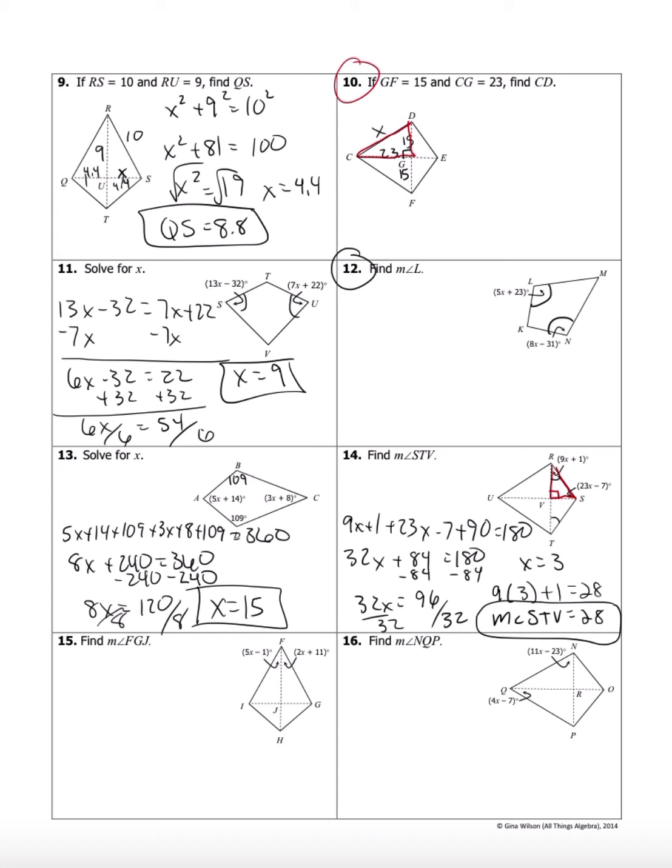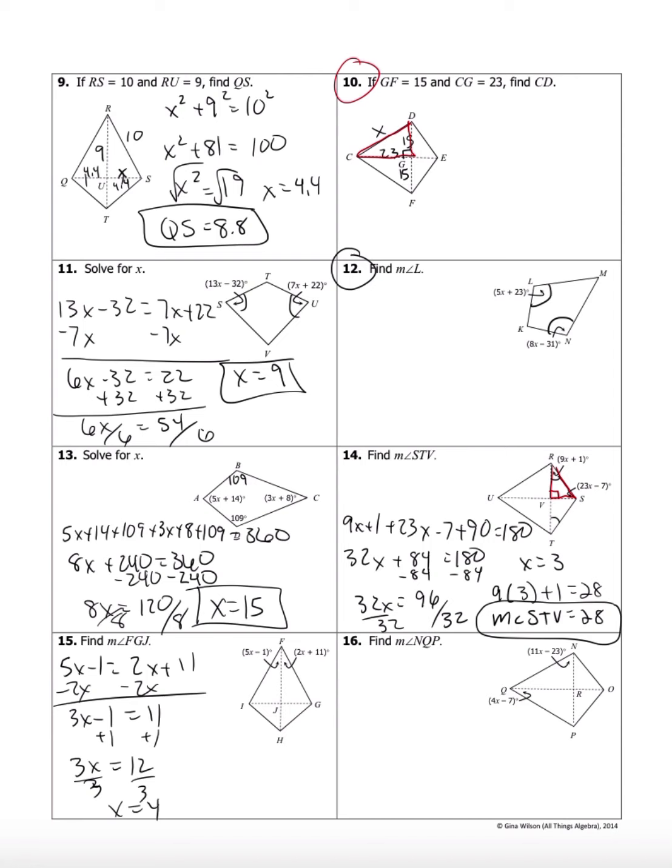Okay, let's look at number 15. In this case, this is the diagonal that bisects these two angles. So these two angles are going to be equal. So we'll say 5x minus 1 equals 2x plus 11. Subtract 2x. 3x minus 1 equals 11. Add 1. 3x equals 12. Divide by 3. X equals 4.